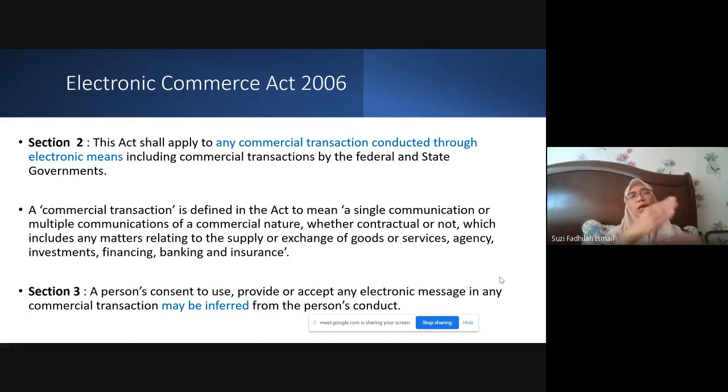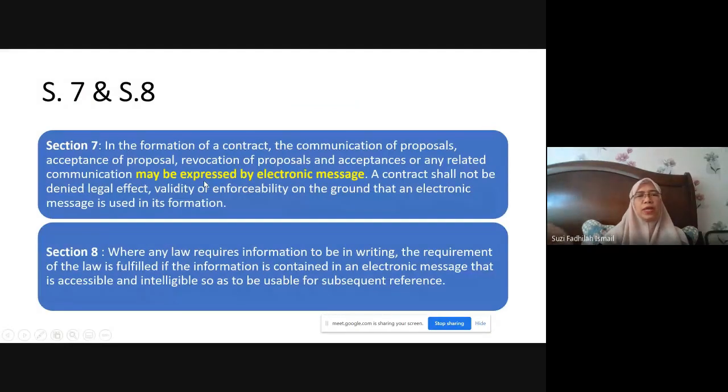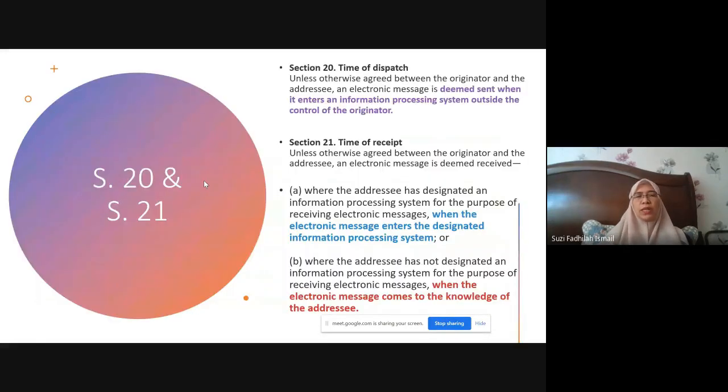Whatever rules and principles are in the Contracts Act are still valid, but we need another Act to supplement and cover, for example, what happens to transactions conducted through electronic means, methods or ways. Section 3 talks about inference, where we infer the consent. Then section 7, we did already. Section 8 talks about the application of law. And we also have sections 20 and 21.